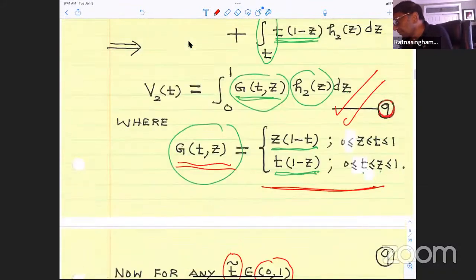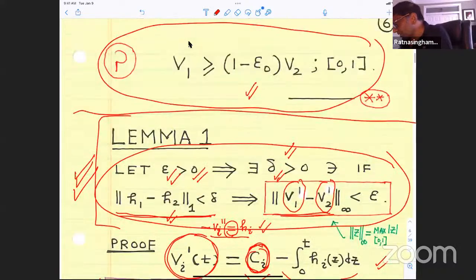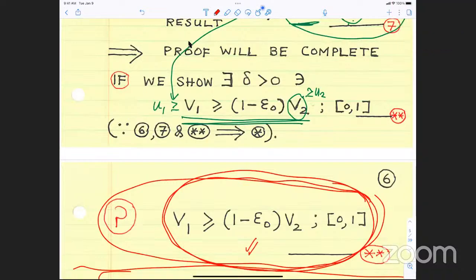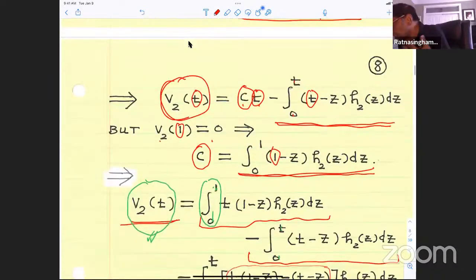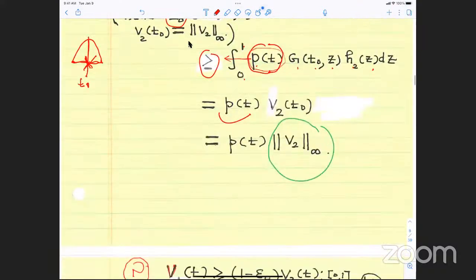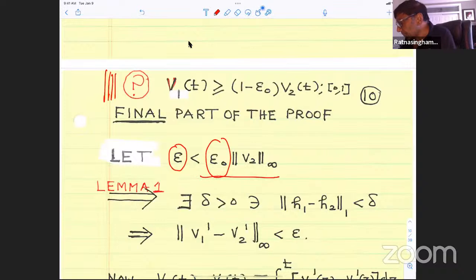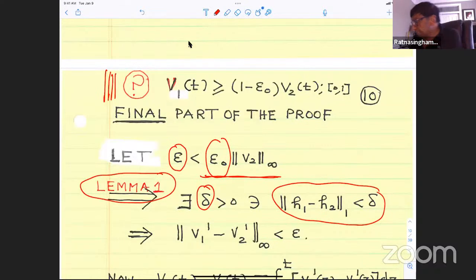And for the proof, let's remember what we are trying to prove. We are trying to do a comparison between V1 and V2. That's what we are after. Given an epsilon naught. So an epsilon naught has been already given. Once again, this is what we are after. Epsilon naught has been given. So let me start off with an epsilon smaller than this quantity here. Now, if I use my Lemma 1, there is a delta such that if this L1 norm between H1 and H2 is less than delta, then one can compare the V1 prime and the V2 prime in the infinity norm.